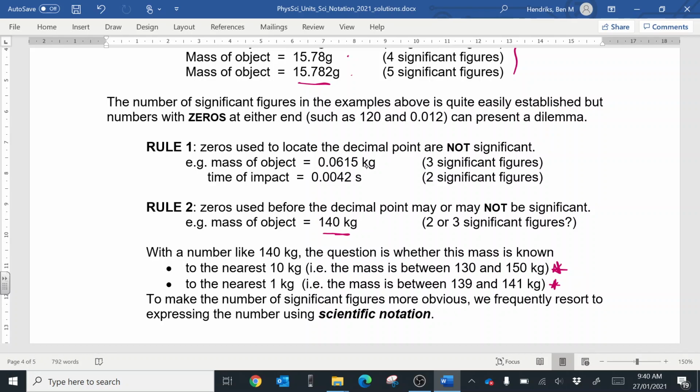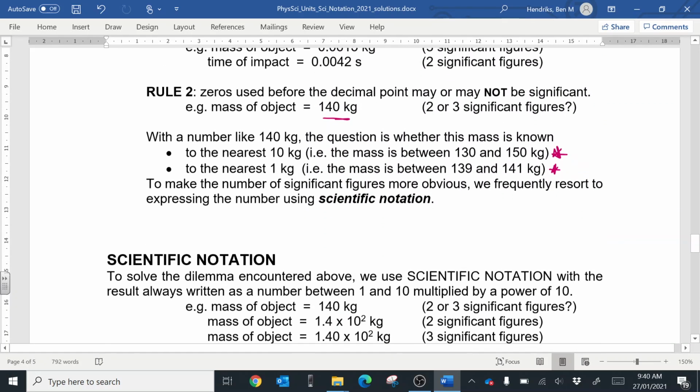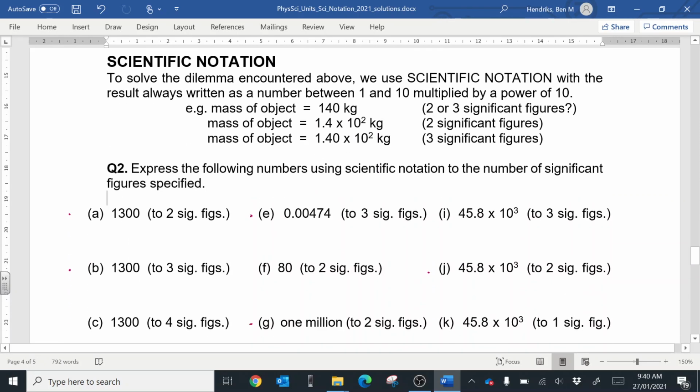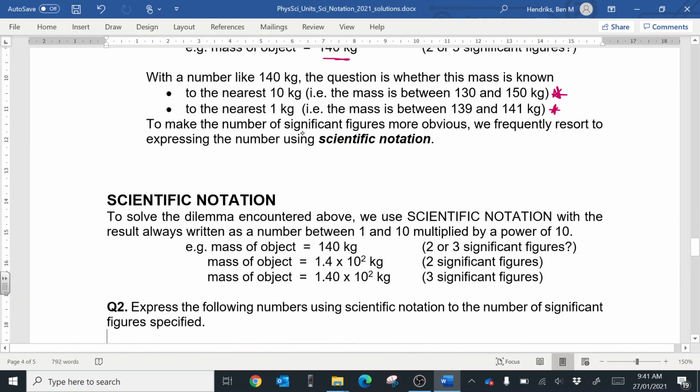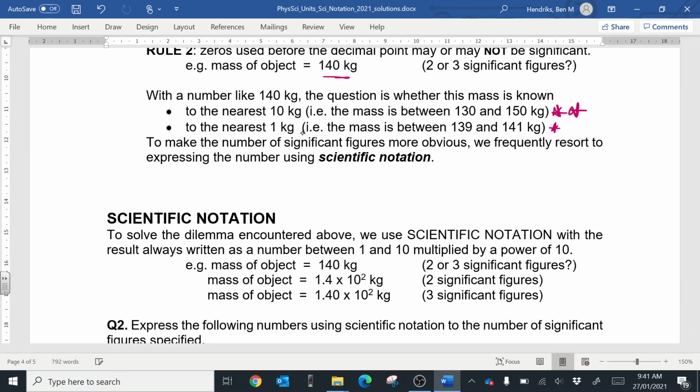Okay, so to avoid confusion, there is scientific notation down here. Like we said before, the mass of an object, if it's 140 kilograms, can be two or three significant figures. But if we represent it here, scientific notation is one number with decimal places after it, and then it's times 10 to the power of its order of magnitude. So 1.4, if it's two significant figures, then it'd be 1.4 times 10 to the 2, and then our object would be between 130 and 150.